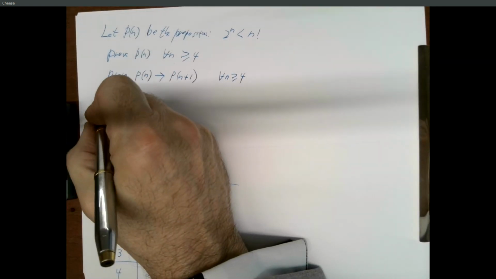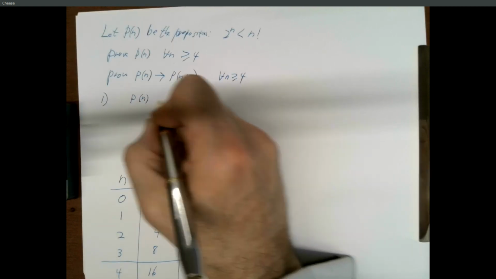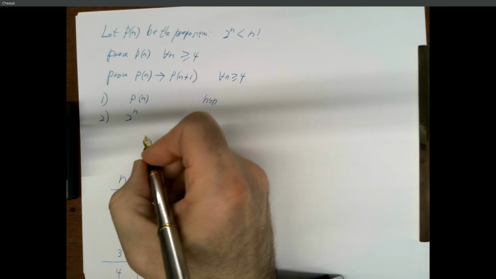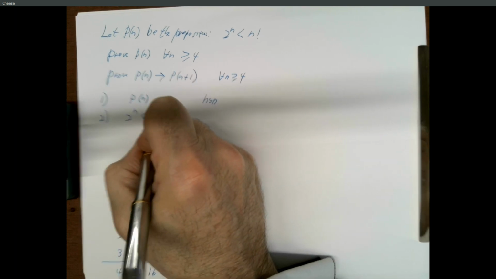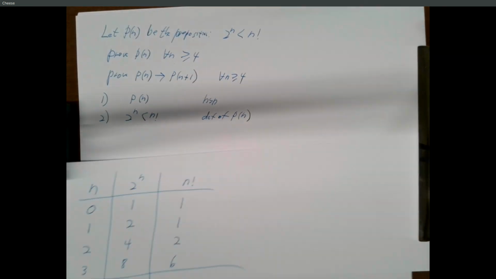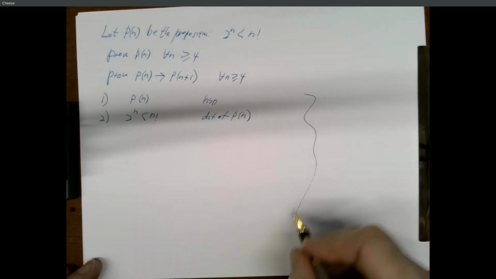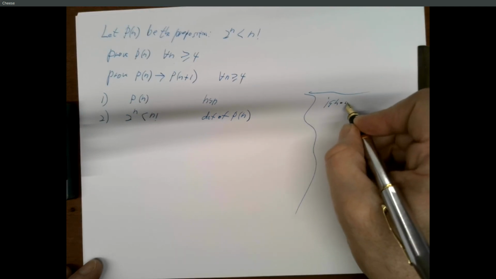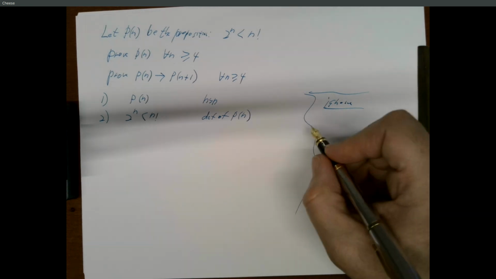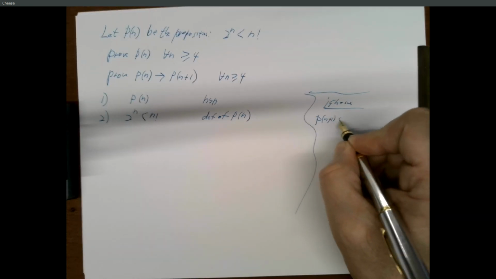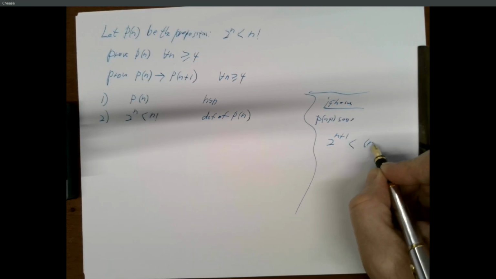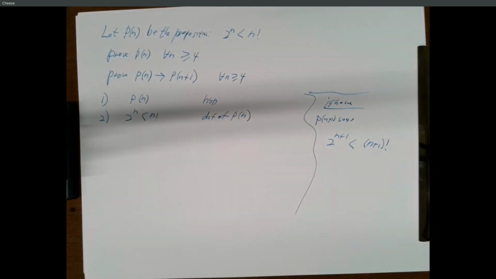We'll kind of start off the same way. Step 1, P of n, that's the hypothesis. Step 2, state what P of n says: 2 to the n is less than n factorial. That's the definition of P of n. And I may need an ignore section over here. Well, P of n plus 1 says 2 to the n plus 1 is less than n plus 1 factorial.